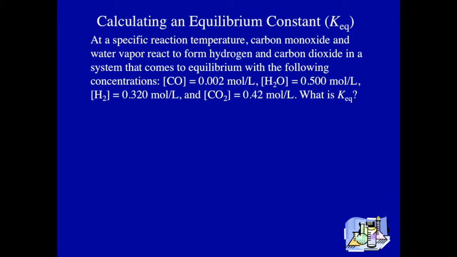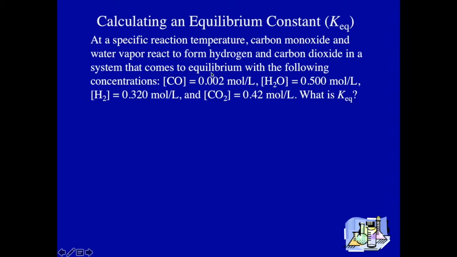So, now we need to know how to read a word problem at a specific reaction temperature. If it gives you a reaction temperature, doesn't matter. It's just thrown in there to confuse you at this time. What you need to worry about is that the temperature is not part of your calculation, because equilibrium constants change with temperature, they change with pressure. What you need to worry about is that carbon monoxide and water vapor, so these are two gases, react to form hydrogen and carbon dioxide in a system that comes to equilibrium with the following concentrations.